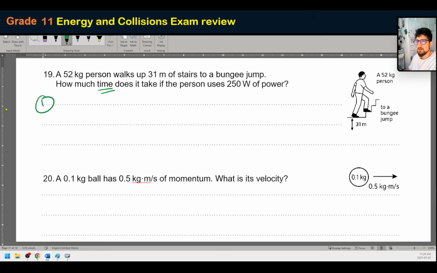So first step is, let's see, work is going to be force times distance, which, since he's moving upwards, is 52 times 9.81, because the force in this case is the mass times gravity, right? Times the distance, which is 31 meters. And there's a couple of different ways you can do this, so don't worry if you don't want to do it my way, you can do it a different way. That's all good. Whatever you're comfortable with.